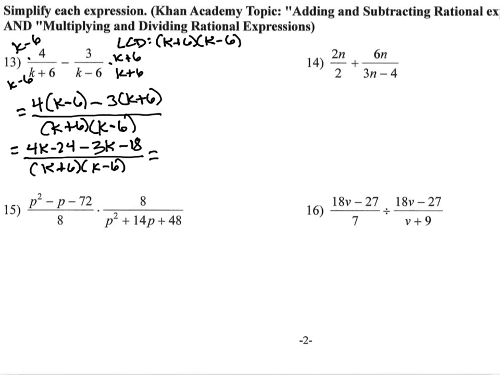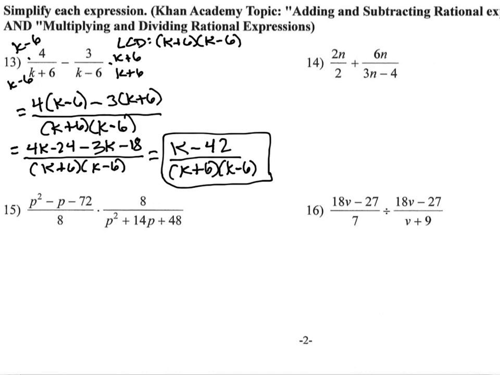Combine like terms on top, 4k minus 3k is k. Negative 24 minus 18 is minus 42, all over k plus 6 times k minus 6. Okay, not too bad. Number 14.